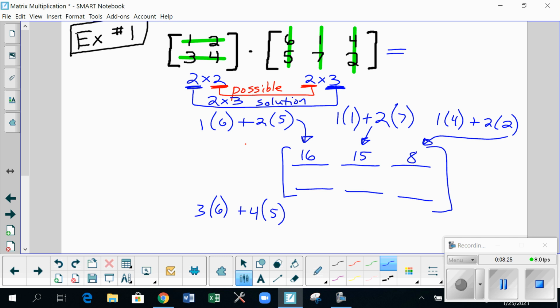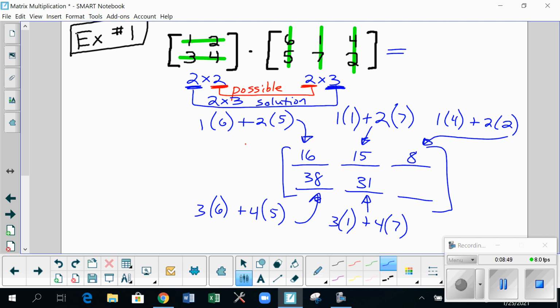Now this is 18 plus 20. This adds up to 38. To find my bottom middle element, I'm going to take the bottom row, the 3 and the 4, and combine that with the middle column of the second, the 1 and the 7. This becomes 3 plus 28, which is 31.